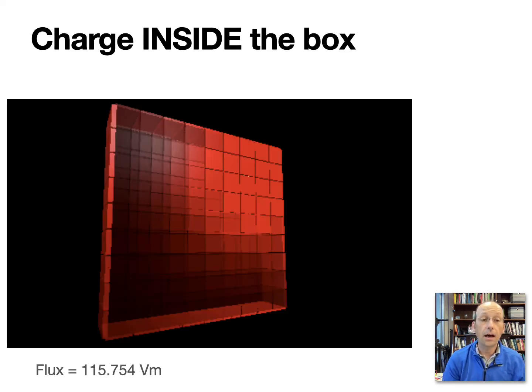Here is another case where the total flux is not zero. In this case, the charge is actually inside the box. So every square is red. Some are more red than others. If it has a greater flux, that charge is actually in the upper right-hand corner. And so on the lower left-hand side, the electric flux is very, very small, and so it's a darker square, but it still has a total positive flux. And that number is important, 115.754.